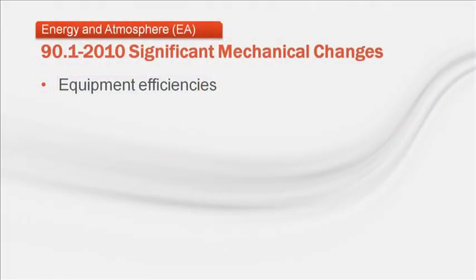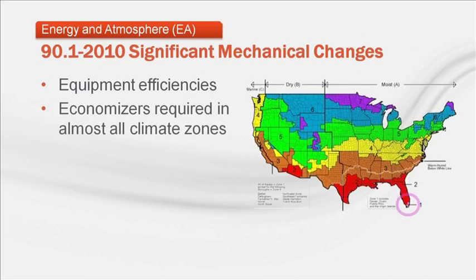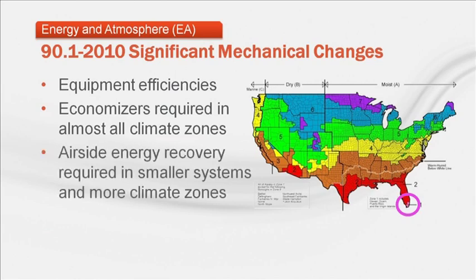Equipment efficiency requirements changed for many categories for the 2010 version of 90.1. Note that efficiencies are mandatory and all the requirements must be met. For example, full and part load, or for heat pumps, cooling and heating. Prescriptive requirements that changed include economizers, which are now required in all but the hottest climates, for example, Riyadh and Miami. Air-to-air energy recovery is required for systems in more climate zones and with smaller percentages of outdoor air.